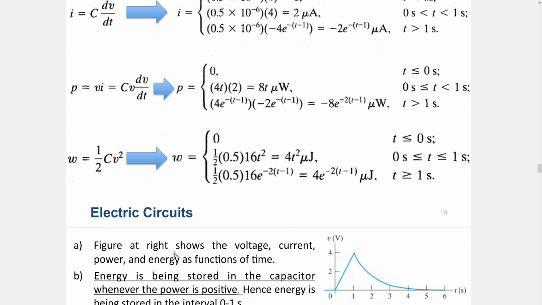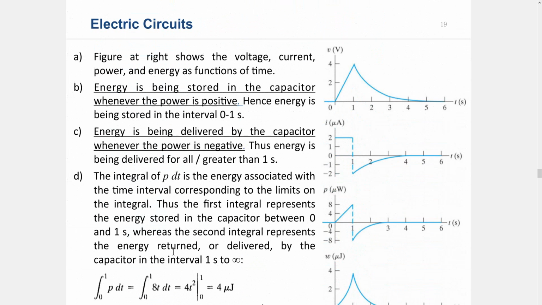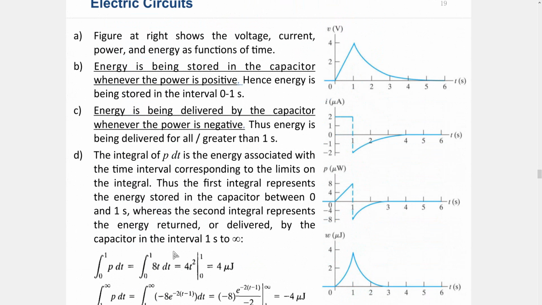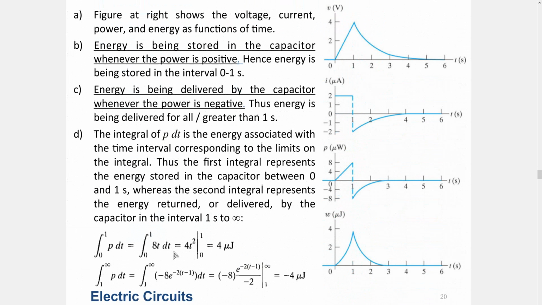Now, if we plot these four functions, the voltage, the current, the power, and the energy, and align them with respect to time, we will get these waveforms, as you can see. The energy is being stored in the capacitor whenever the power is positive. If I take a look at the power waveform, there is some positive portion and some negative portion.